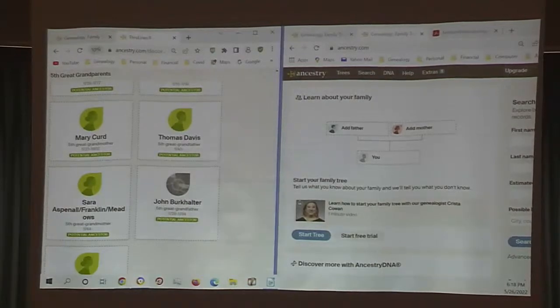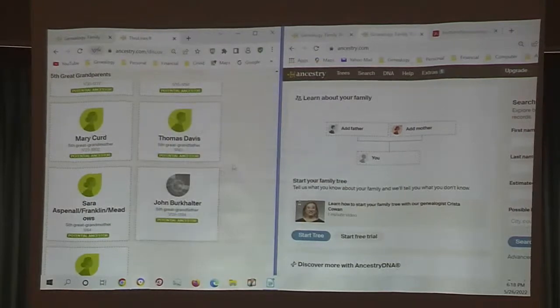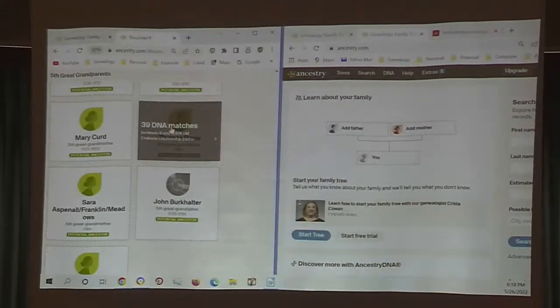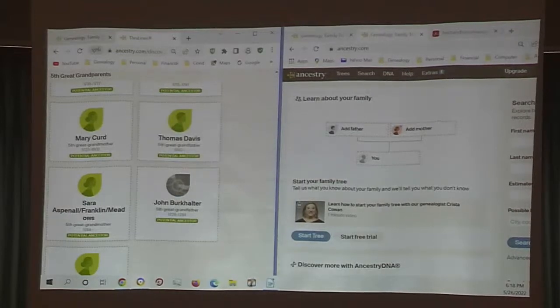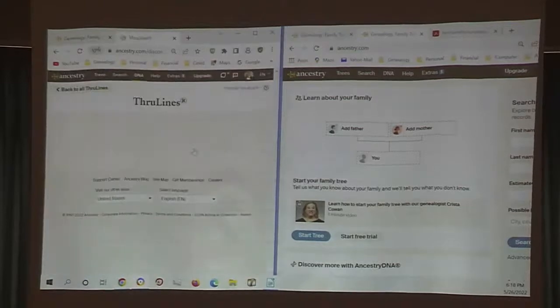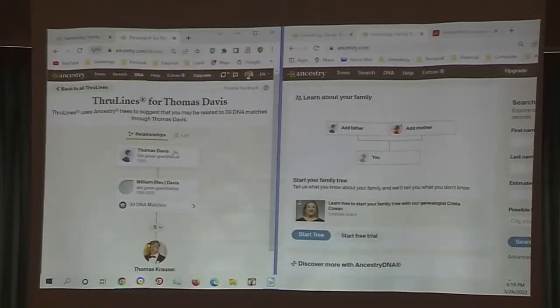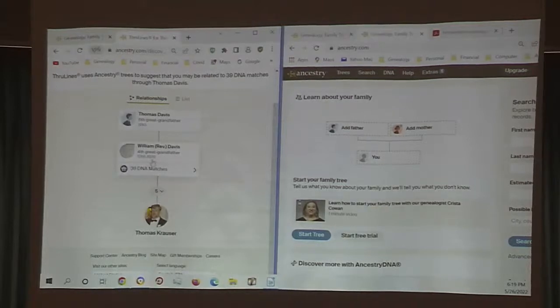We're going to talk about through lines a little bit later in detail, but I just want to show you one of the advantages. Here's my fifth great grandfather, and it says that there are 39 people who come back to that fifth great grandfather. We'll cover that in detail. But let's say I wanted to bring up that through line. I keep losing the cursor. So I click on it, and okay, it says that Thomas Davis was my fifth, and then Reverend William Davis was my fourth, and there are 39 DNA matches coming back to him.